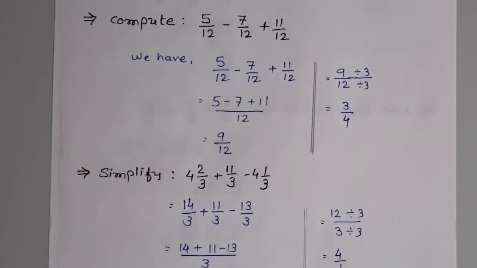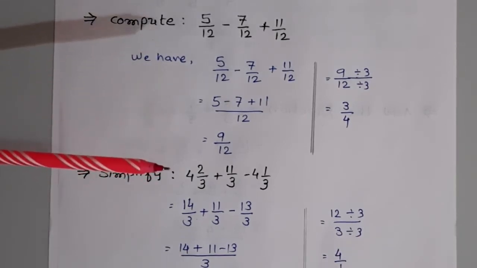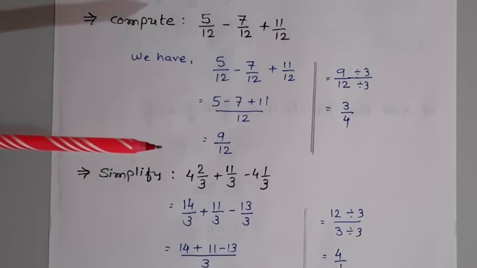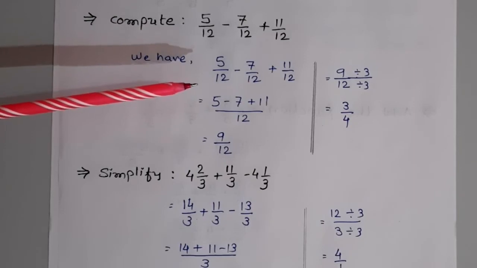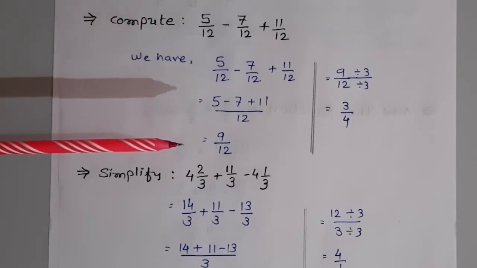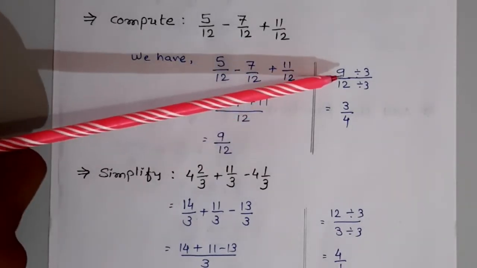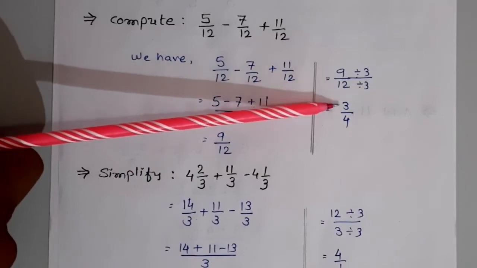Now if we convert this fraction into its lowest term, we have to find the HCF of 9 and 12. The HCF of 9 and 12 is equal to 3, so we have to divide numerator and denominator by 3. So 9 divided by 3 upon 12 divided by 3 is equal to 3 upon 4.